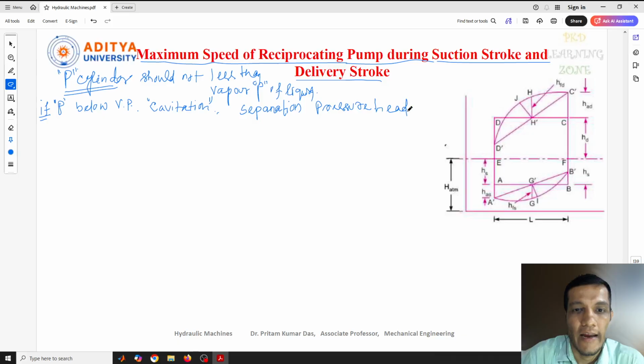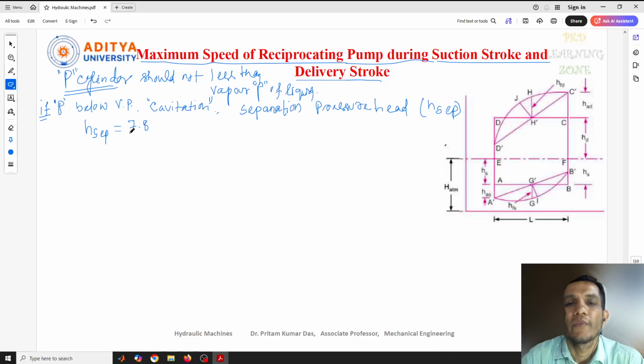So that is nothing but H, we can write this as the separation pressure head, and that is denoted by H separation. Okay, so this H separation for the liquid, in the sense water, the value for the H separation is 7.8. So 7.8 is also below the atmospheric pressure head. Now if you see, this is our atmospheric pressure head. So from this point to this point, this is nothing but the center point of the cylinder.